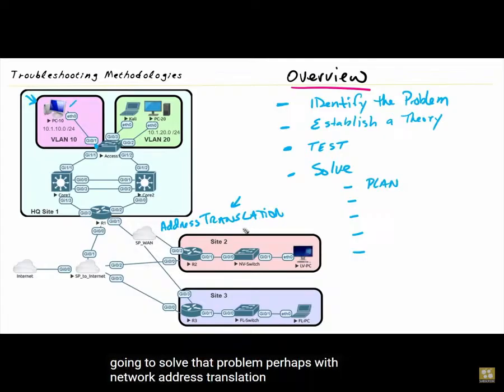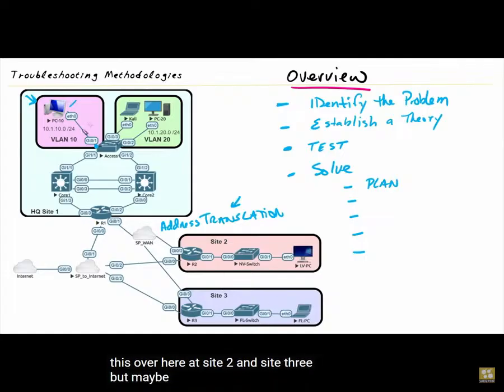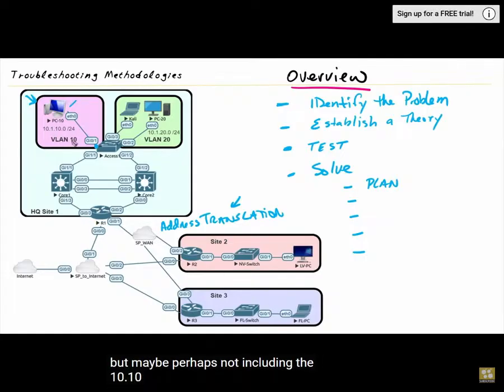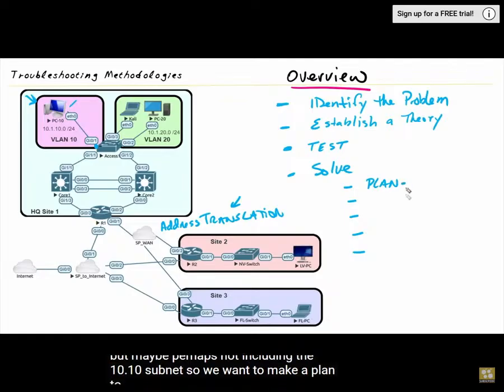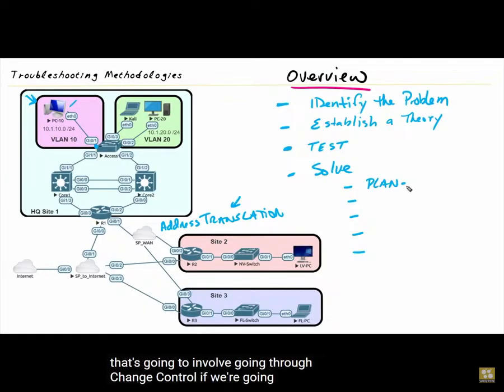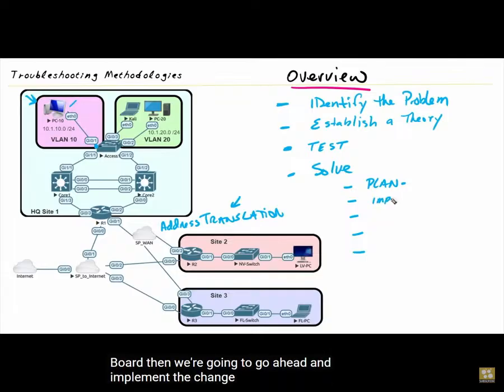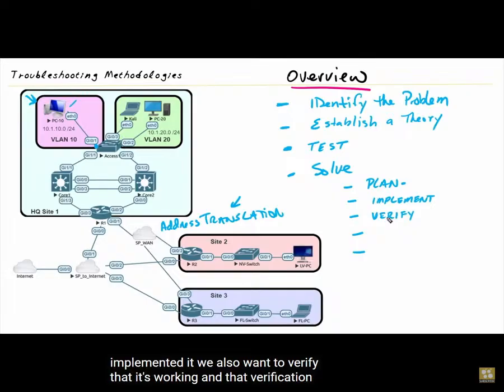Perhaps with network address translation, the NAT device was set up to support VLAN 20 with the 10.120 subnet and other networks like this over here at Site 2 and Site 3, but maybe perhaps not including the 10.110 subnet. So we'd want to make a plan to correct that, and also in corporations, that's going to involve going through change control if we're going to make a configuration change. And then with the authorization from the change control board, then we're going to go ahead and implement the change. And then when we've implemented it, we also want to verify that it's working.